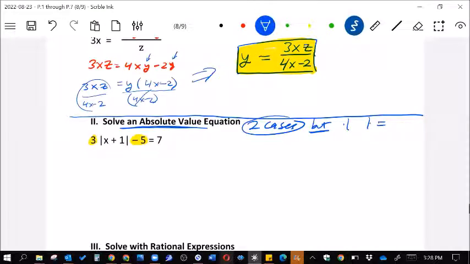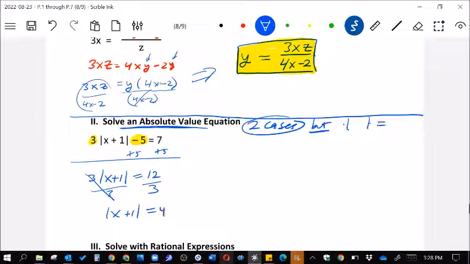So our first job is to get rid of those, and when you get rid of them, you're doing the opposite of order of operations. So we're going to add 5 to both sides. 3 times absolute value of x plus 1 equals 12. Now we'll divide both sides by 3. And I have absolute value of x plus 1 equals 4. Now we can do case A, which is without the absolute value and is keeping it just as it was, x plus 1 equals 4.